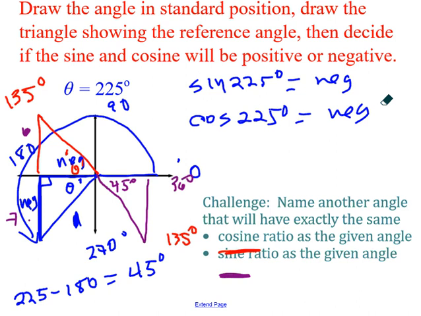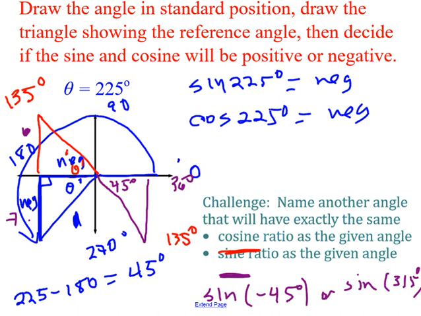So this one actually I could give you 2 options. I could try sine, if I want to be super tricky, of negative 45 degrees, or sine of whatever 360 minus 45 is, which turns out to be 315. Check those on your calculator.